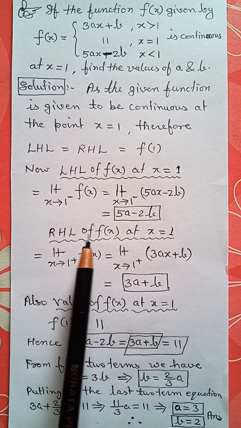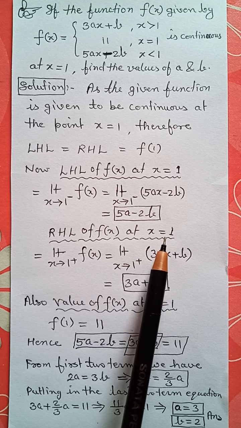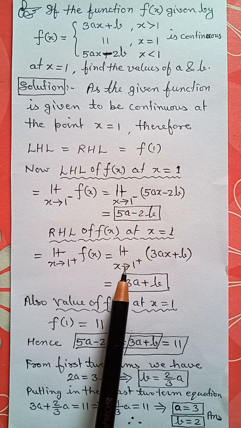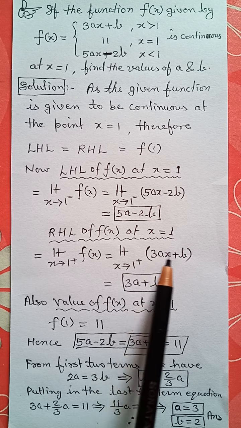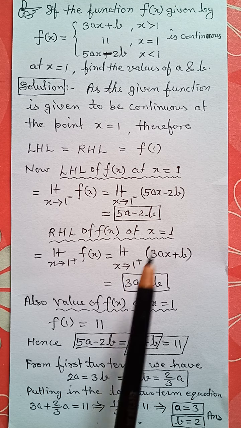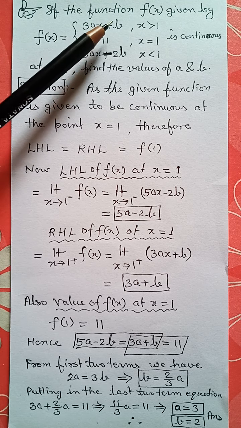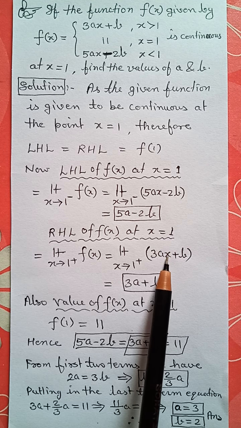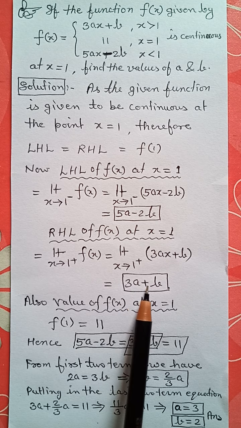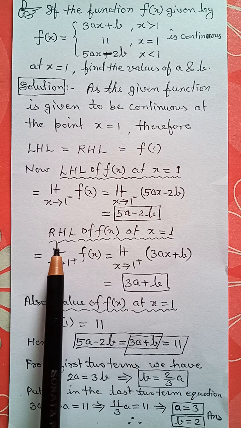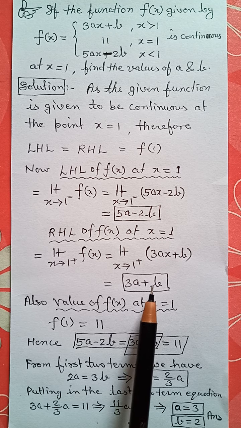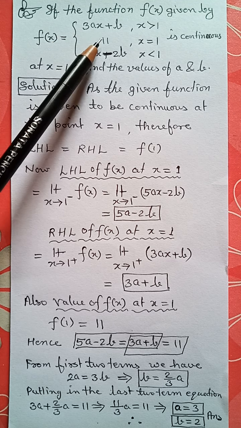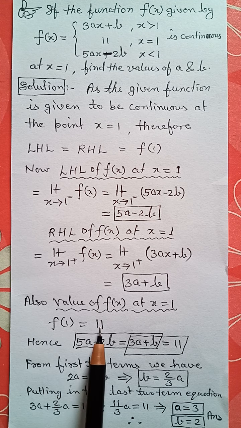Similarly, the right hand limit of f(x) at x = 1 is the limit as x tends to 1 plus of f(x). Now the value of the function when x is greater than 1 is 3ax + b, and on putting x = 1, we have 3a + b. Therefore the right hand limit is 3a + b. Also, the value of the function at x = 1 is given to be 11, and therefore f(1) = 11.